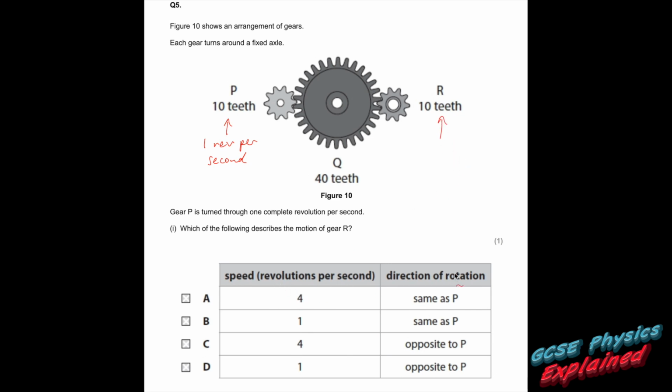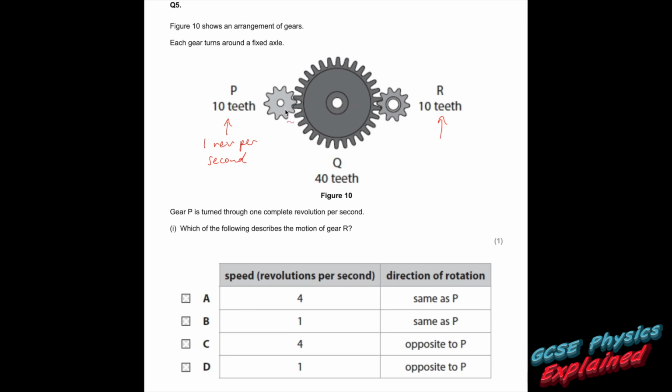Now let's have a look at the responses first. So they want to know the speed, so revolutions per second, either 4 or 1. And they want to know the direction of the rotation of R. Will it be the same as P, or will it be the opposite of P? Right, let's have a look then. Well, P's got 10 teeth and R's got 10 teeth. Doesn't matter how many teeth Q's got.